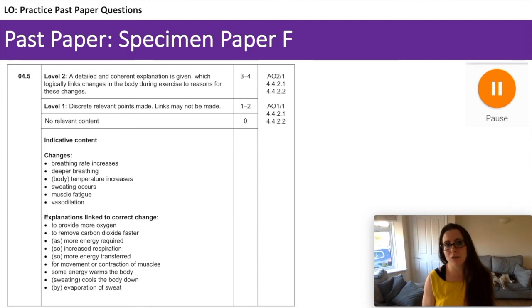If you're a level two answer, then you've got at least two separate changes and you've explained why. So you've linked those changes to the reason behind those changes. For example, you might have said breathing rate increases to provide more oxygen, or breathing rate increases to remove more carbon dioxide. The same for deeper breathing.